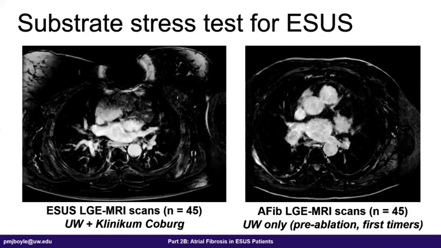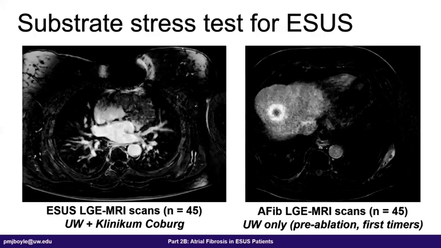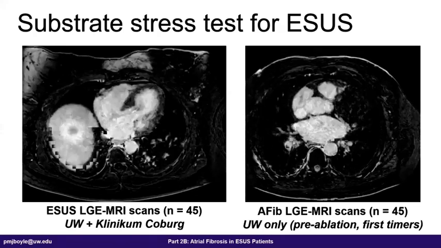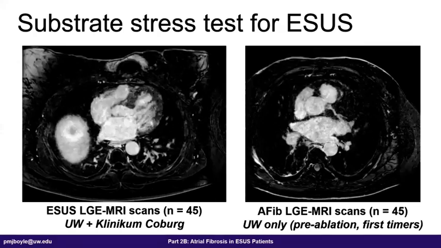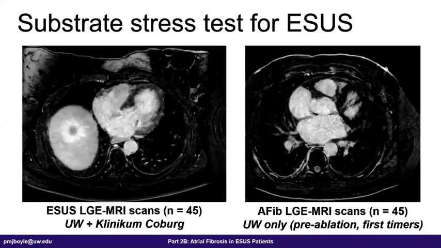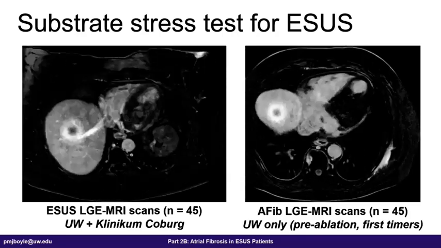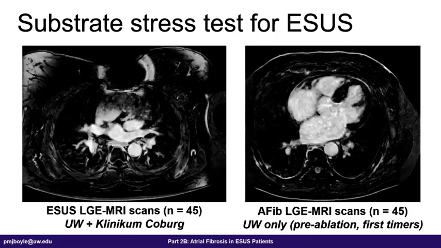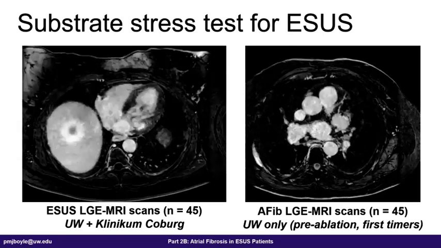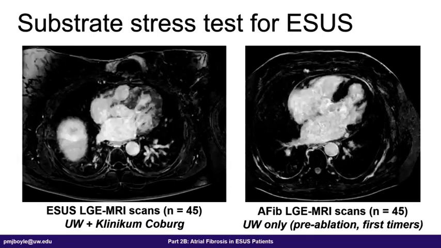So we availed ourselves of MRI scans. So 10 MRI scans of ESUS patients were taken here at UW as part of that neurology paper. And then we supplemented that with an additional 35 from our collaborators in Coburg in Germany. And then we were able to compare those to 45 AFib LG-MRI scans. These are all pre-ablation scans for first-time ablation patients.